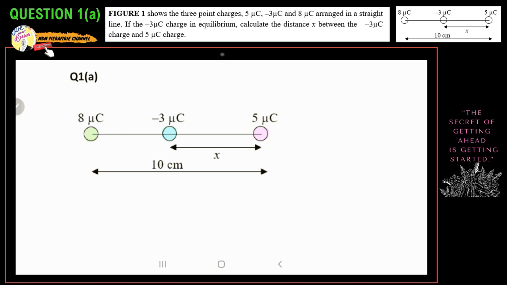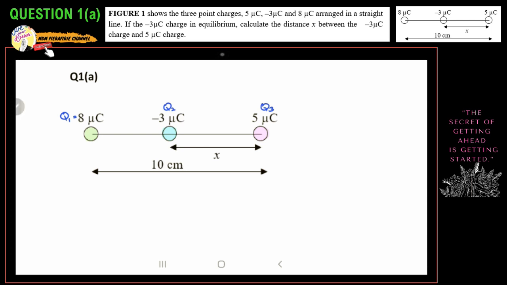Okay, so look at the question. We have 3-point charges here. Okay, we have Q1, Q2, and Q3. Okay, so if I have this type of question, I like to label all the charges. Alright, so this is Q2 and this is Q3. Okay, so all the charges are arranged in a straight line.